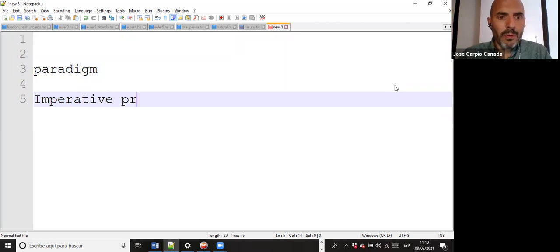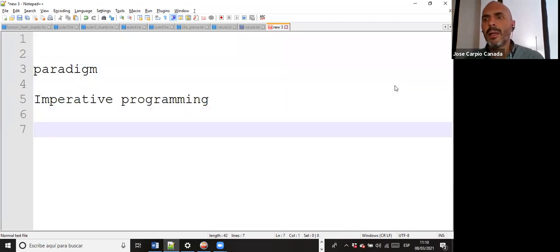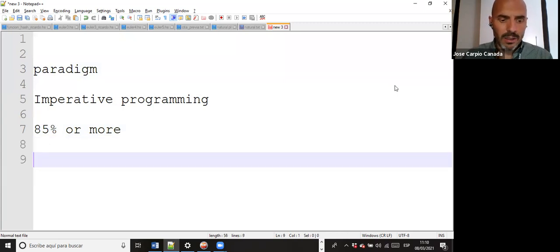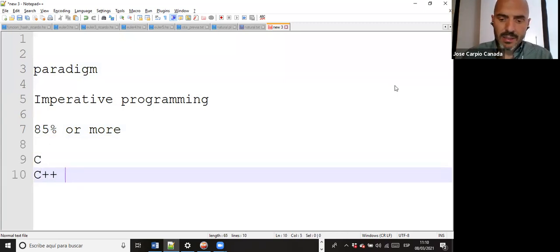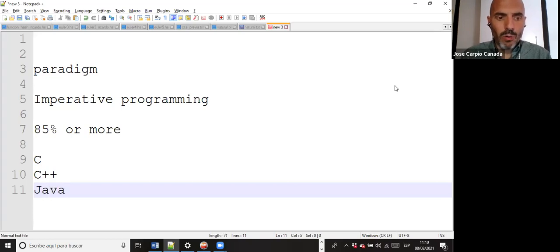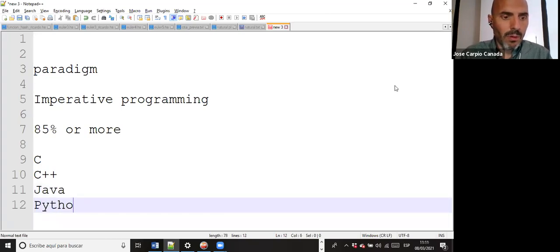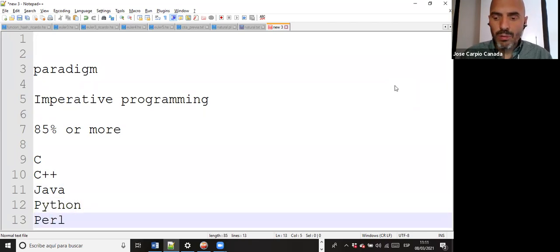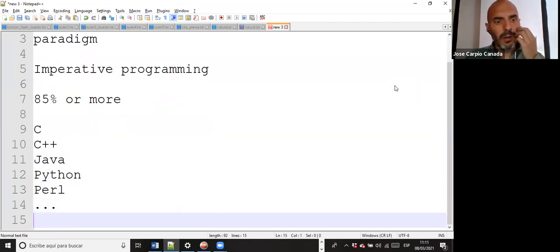Imperative programming. Today, I don't know, probably around 80% or more of the programming languages are imperative, like C, C++, Java, or Python, or Perl, or I don't know. So the different programming languages are all imperative. It's more or less easy if you know how to program in C.